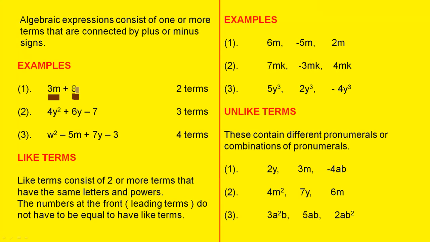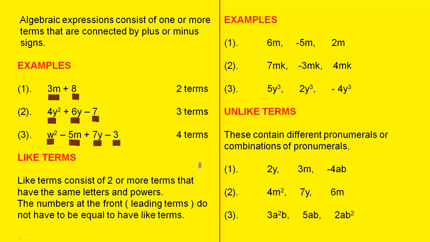That's an algebraic expression. For the next example, we have three terms: 1, 2, 3. And they're connected by plus and minus signs. For the next example, we have four terms: 1, 2, 3, 4. And you always have plus or minus signs between the terms. So they are algebraic expressions, and we have 2, 3 and 4 terms respectively.